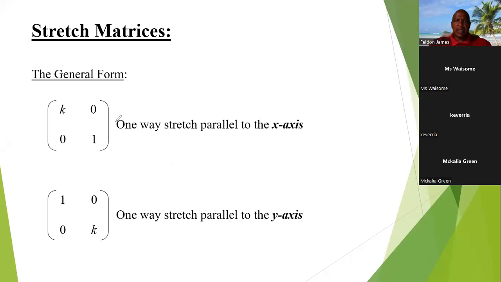When you're doing a stretch along the x-axis, this unit matrix, normally you'd have 1, 1 down here. But because this matrix is going to stretch along the x-axis, you have to replace this one above with the k value to stretch it along the x-axis. The same unit matrix, if you're going to stretch it along the y-axis, you replace the one here with a k value in order to stretch it along the y-axis.